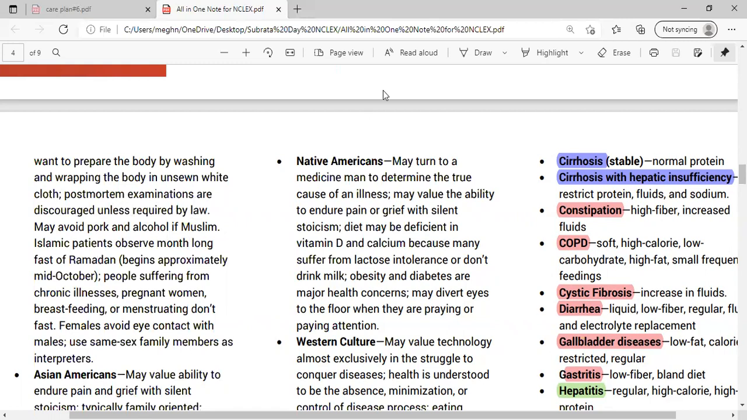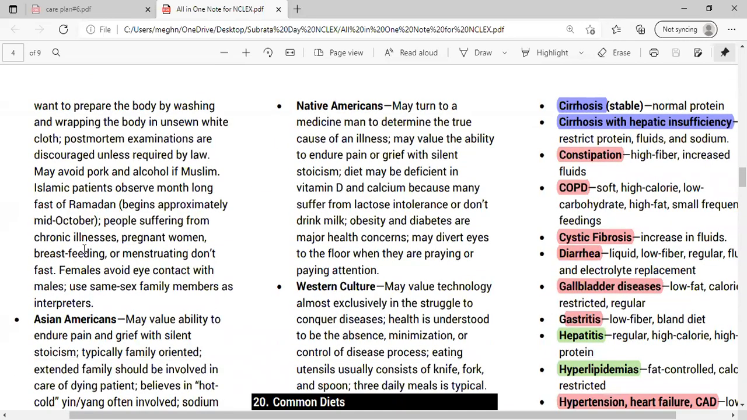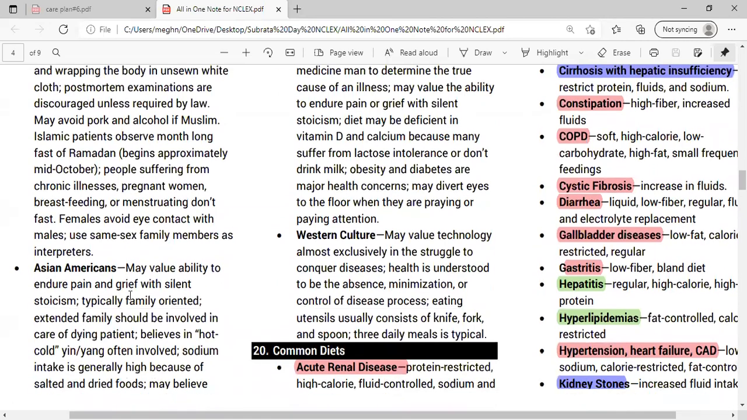Islamic patients observe the month-long fast of Ramadan. Also, people suffering from chronic illness, pregnant women, breastfeeding women, or women during menstruation do not fast. Females avoid eye contact with men and also use a same-sex family member as an interpreter.